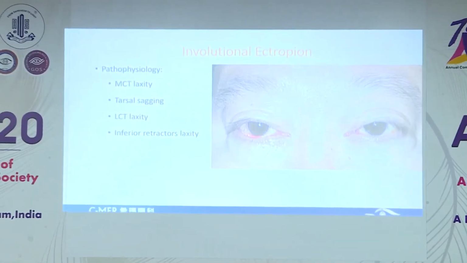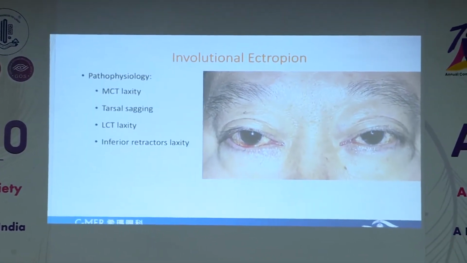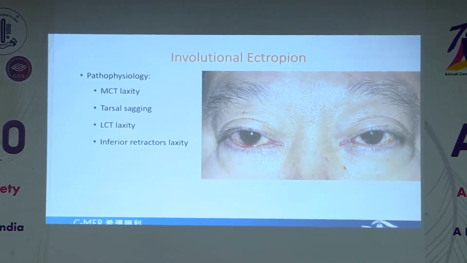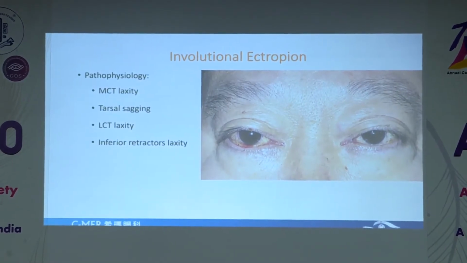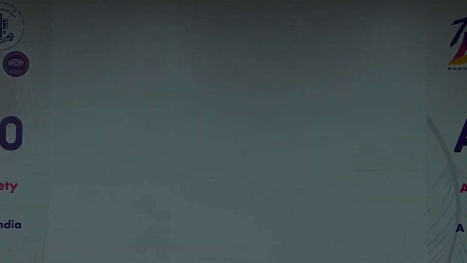So, involutional ectropion is one of the most common forms of ectropion which is seen in our clinical practice. The pathophysiology behind it is the laxity of the medial and lateral canthal tendon, the sagging of the tarsal plate, and the laxity or dehiscence of the lower lid retractors. All these factors contribute to this entity called ectropion.